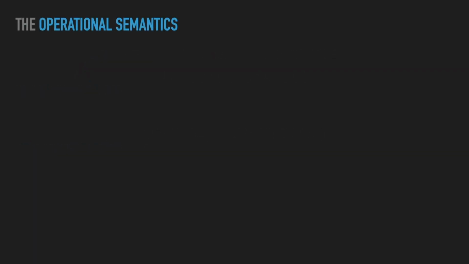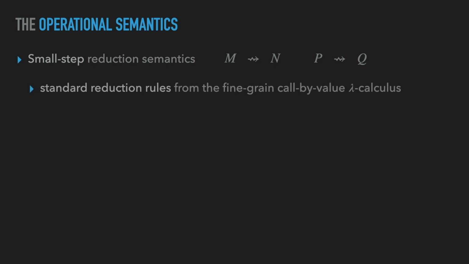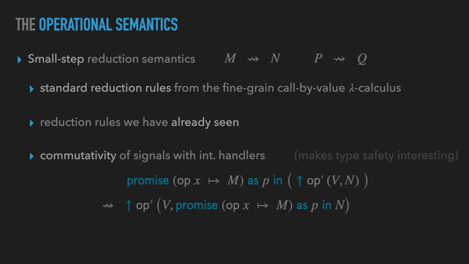We also equip our calculus with a small-step operational semantics defined using two reduction relations. These reduction relations are defined in terms of the standard reduction rules that we inherit from the underlying fine-grained call-by-value lambda calculus, and the rules that we have seen so far in the previous parts of this talk. But in addition to these rules, we also have a rule that allows signals to commute with interrupt handlers. And this is so that signals could reach the outer boundary of a computation and they could be propagated to other parallel processes. What's interesting here is that this rule single-handedly makes the type safety proofs actually interesting.